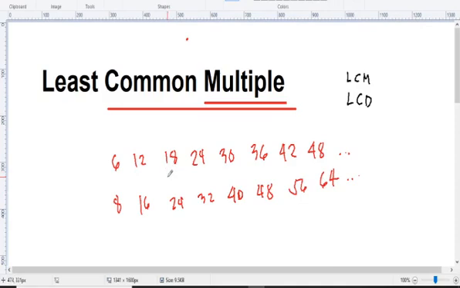So, let's start with 6. 6, no; 12, no; 18, no; 24, yes, 24, and so on. So a common multiple of 6 and 8 is 24. I think 48 would be also. So these are common multiples, right?